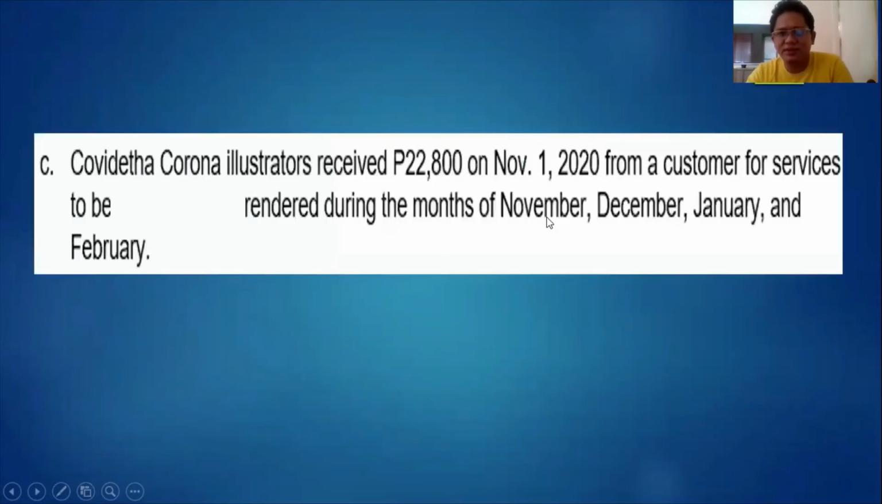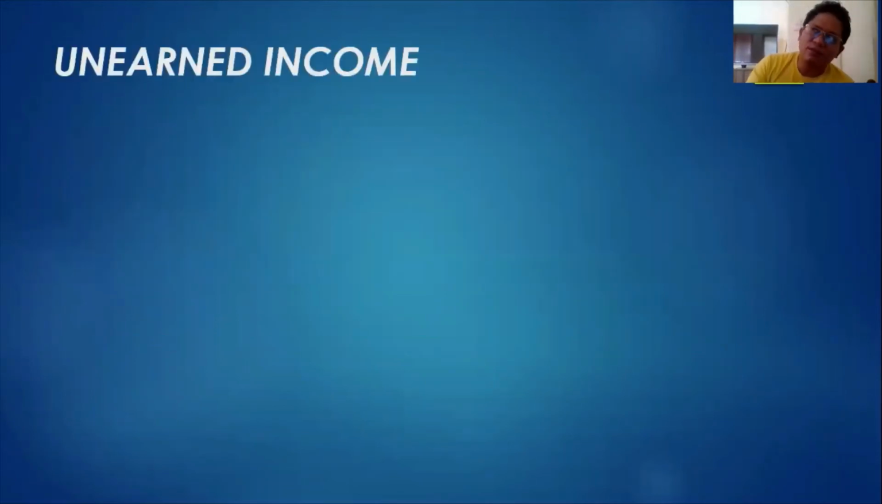Okay. To understand it further, let's continue discussing Covita Coronel illustrators. Never mind if you don't have the copy of the problem, I'm flashing it on our screen here. So on November 1, 2020, 22,800 was received from our customers for services to be rendered for the months of November, December, January, and February. So remember, our year end for Covita Corona is November 30, 2020.